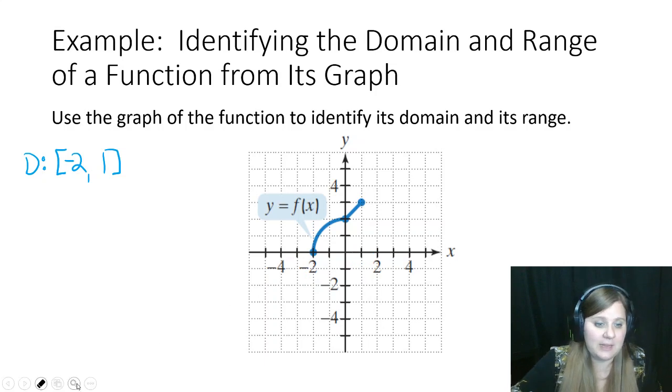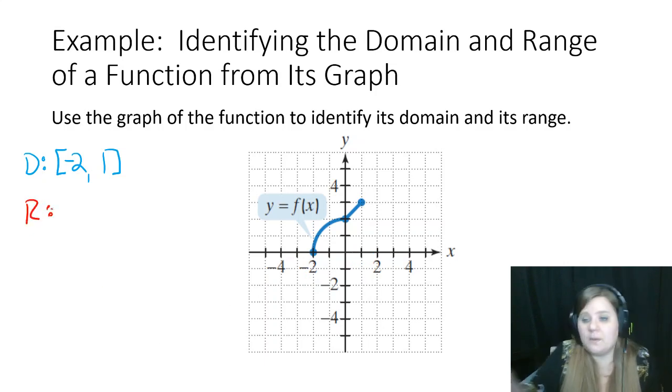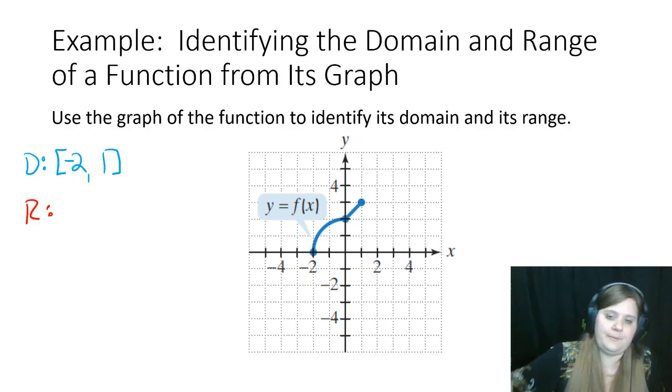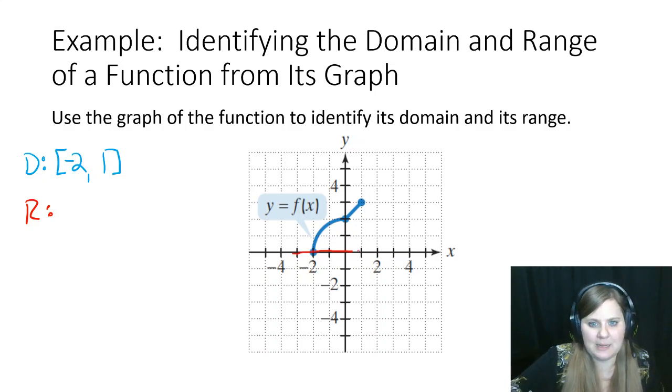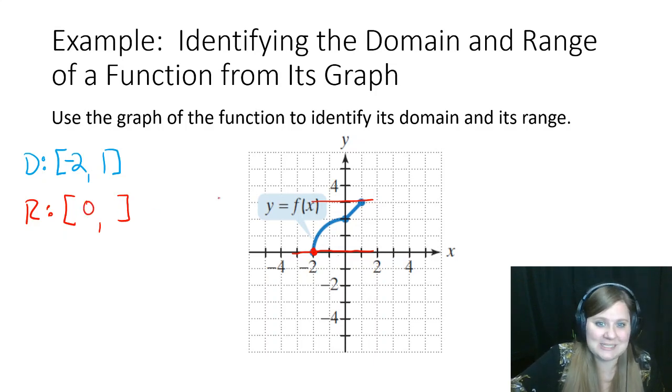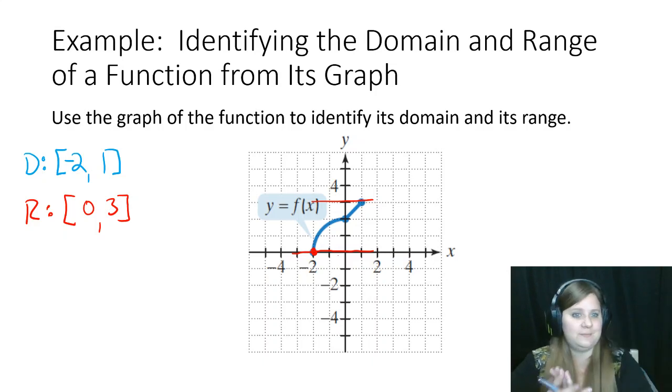Now on the other hand, my range goes from bottom to top. You'll see it's still closed circles, so it's still brackets. But the lowest y value is 0, and the highest y value is 3. So that's our range.